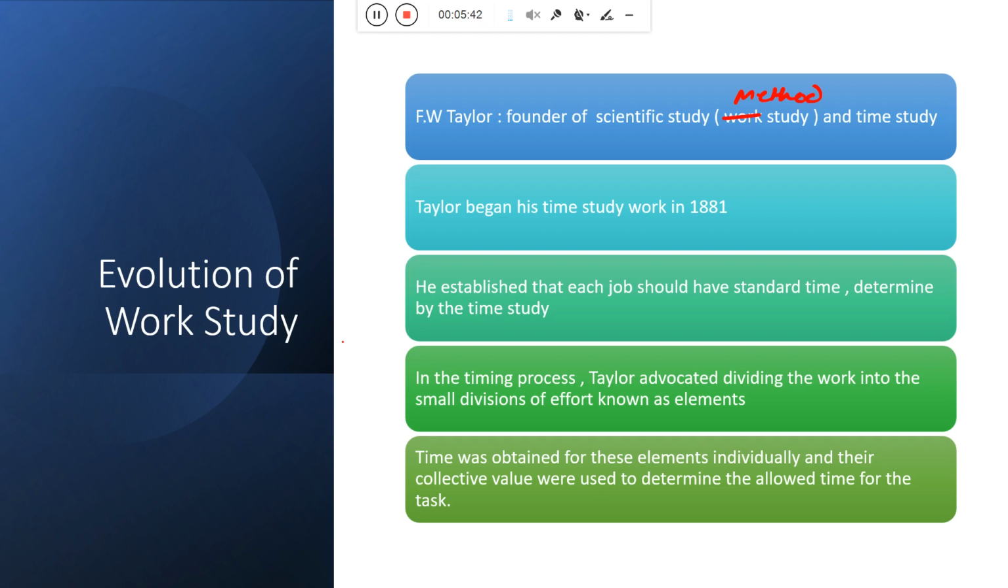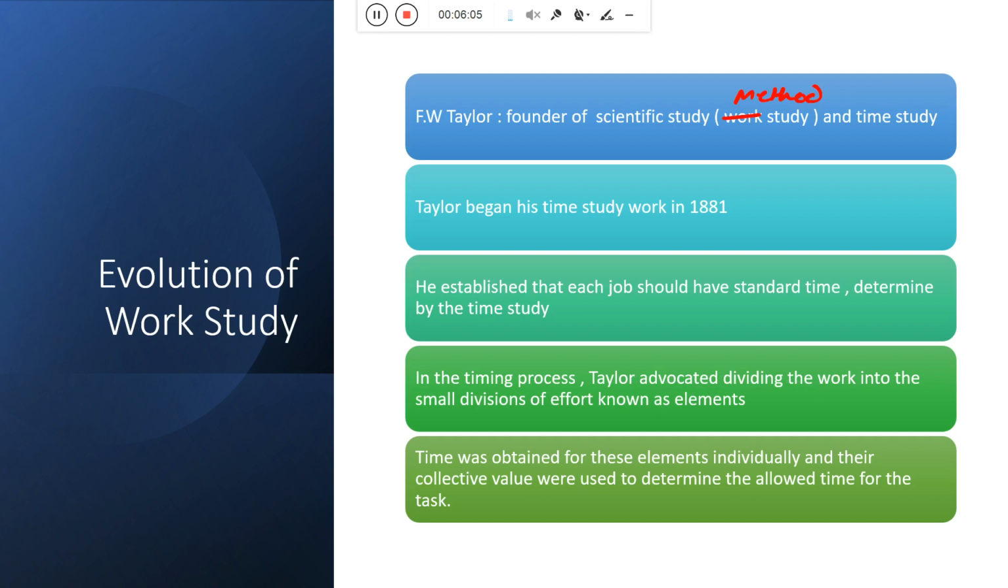So next, in the timing process, Taylor advocated dividing the work into small divisions of effort known as elements. So in this timing process, what Taylor actually advocated is that you need to divide the entire work into small divisions, and that division is known as an element.